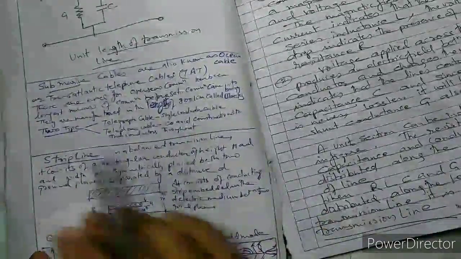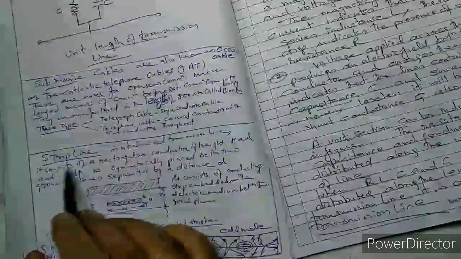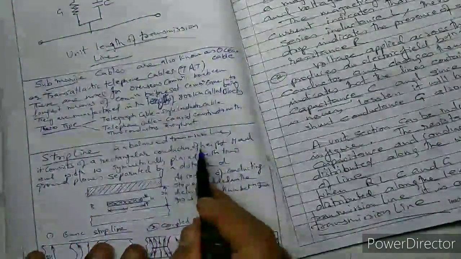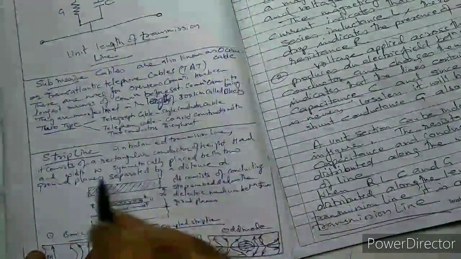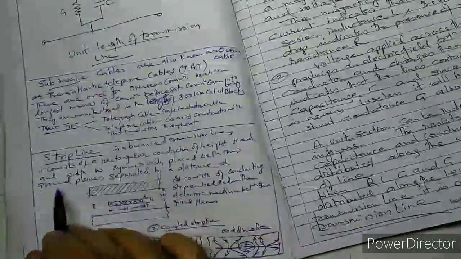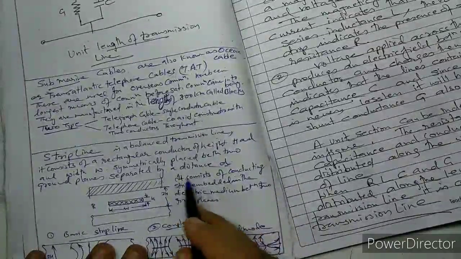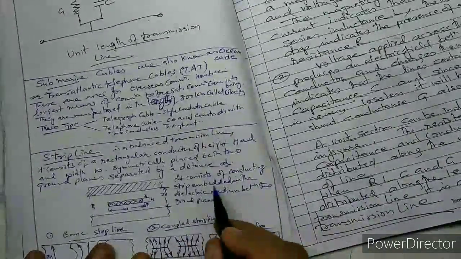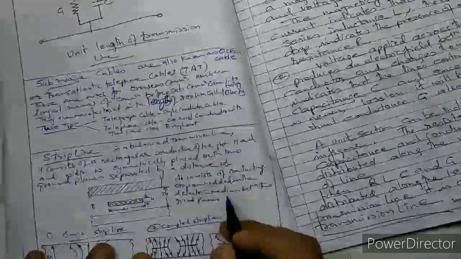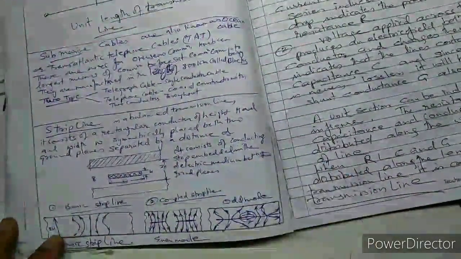Next is strip line. Strip line is a balanced transmission line. It consists of a rectangular conductor of height h and width w, symmetrically placed between two ground planes separated by a distance d. It consists of a conducting strip embedded in the dielectric medium between the two ground planes.